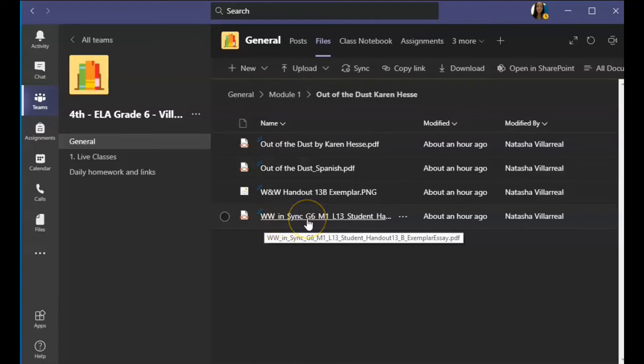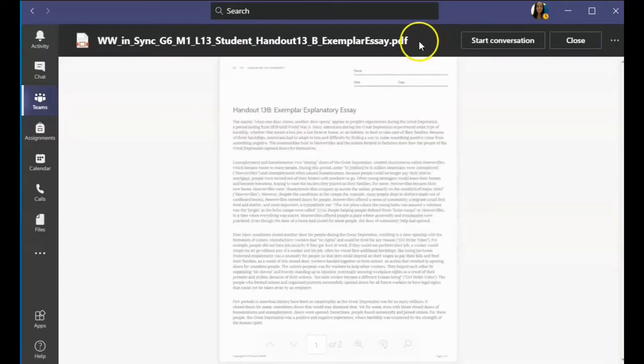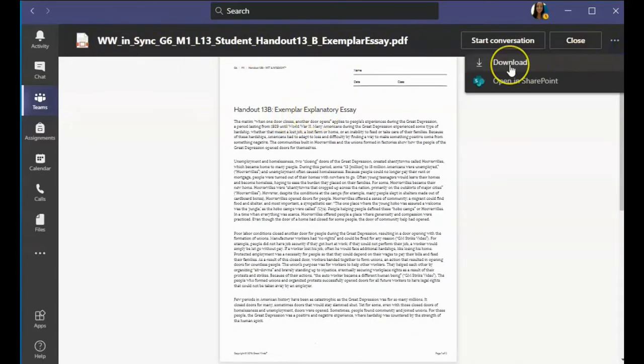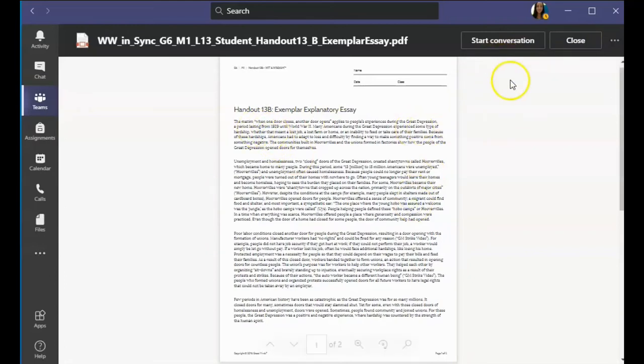www_insync_G6 for 6th grade, handout 13B. If you hover your cursor right over that, you'll read that it's a PDF file. If I click on that, notice how it gives me the whole name up here. If I click on that, I can download it to my computer, which is what I want you to do so that you can highlight with us, or you can read along and follow along. But I would suggest downloading it to your computer.